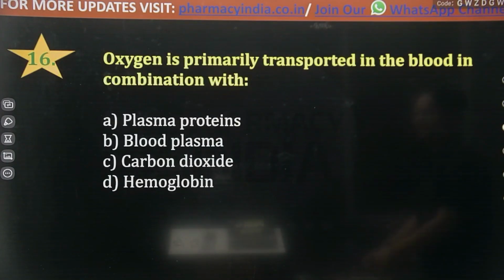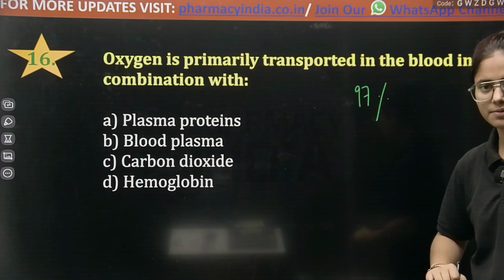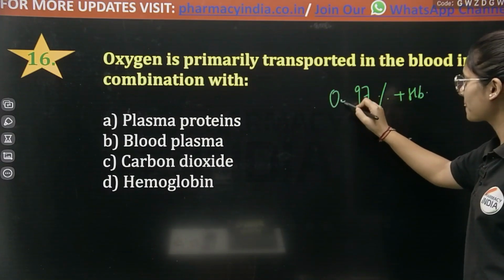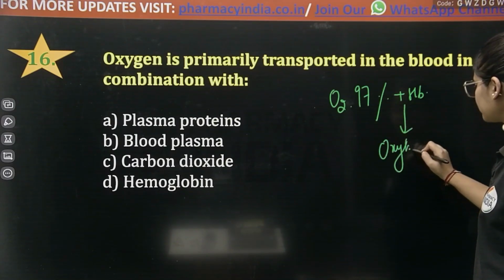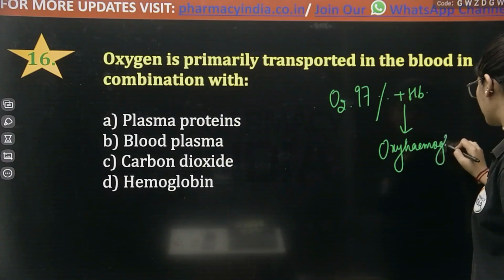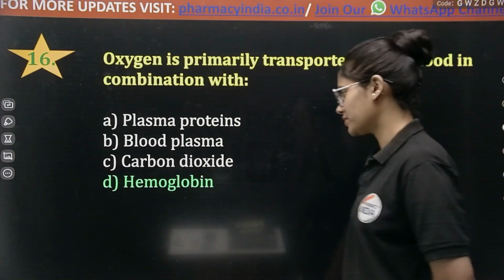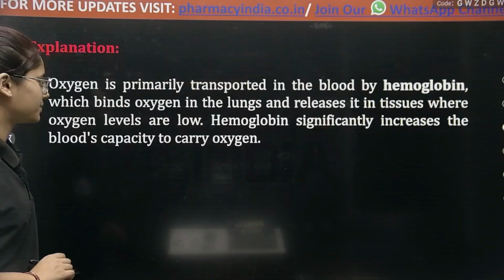Oxygen is primarily transported in the blood in combination with plasma proteins, blood plasma, carbon dioxide or hemoglobin. Basically, around 97% of oxygen combines with hemoglobin and forms oxyhemoglobin, and this circulates in your blood. So option D is correct, hemoglobin. Around 96 to 97%.